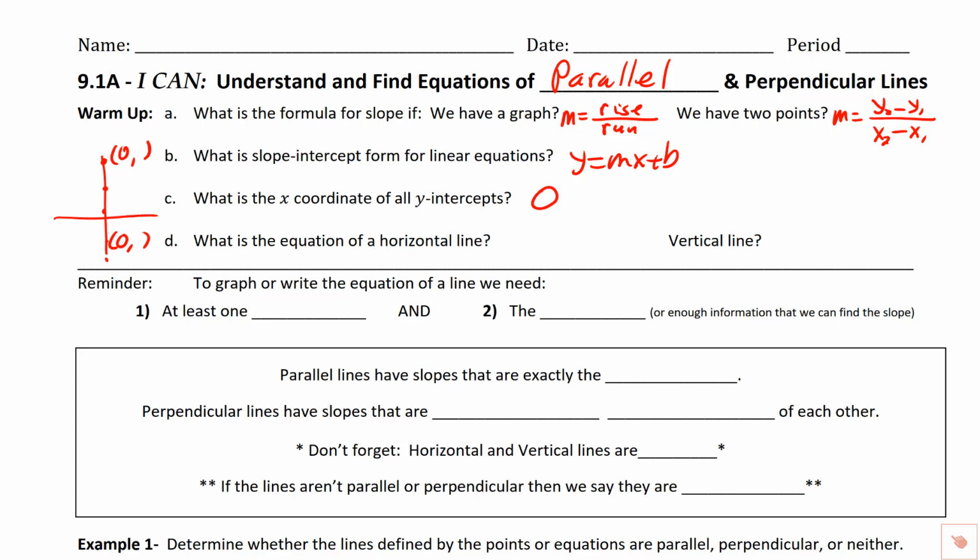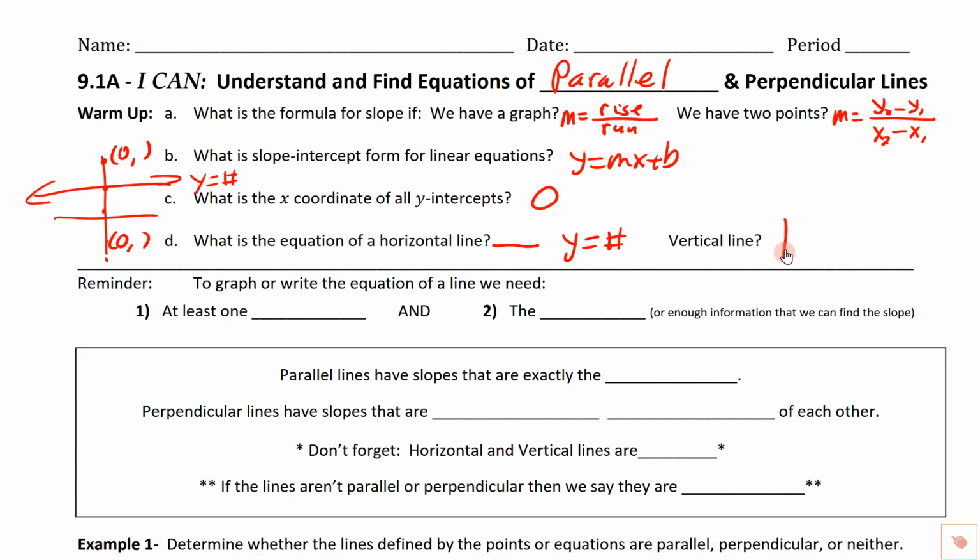And then what's the equation of a horizontal line? Well, remember, horizontal is like this. It's flat like the horizon. That is always y equals a number. It's going to tell us where it crosses the y-axis. So that's going to be y equals a number right here. Let's say y equals 7 or something like that.